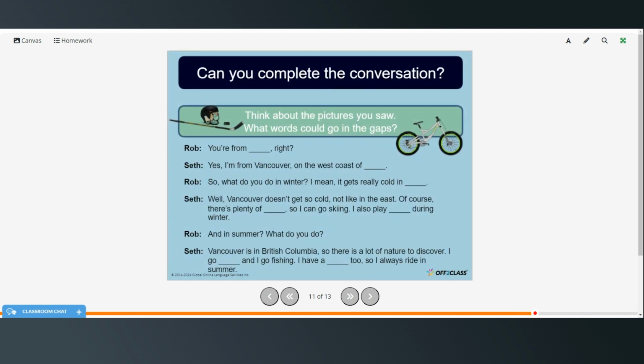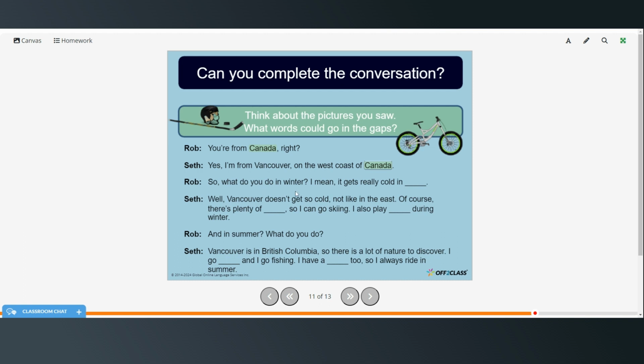All right, so think about the pictures that you saw and what words can go in the gaps. So think about that for a moment, and then when you're ready to see the answers, you can restart the video. All right, well, that skyline that we saw is a city in Canada. So Rob would probably say, you're from Canada, right? And Seth says, yes, I'm from Vancouver on the west coast of Canada.